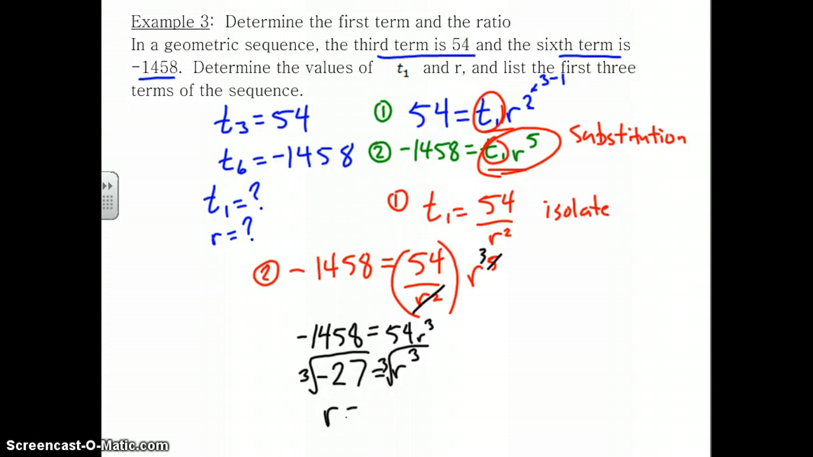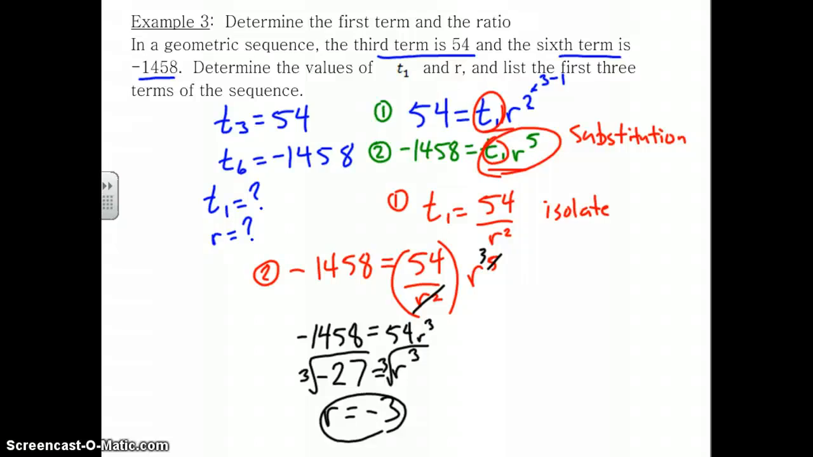So we get R equals, and the cube root of negative 27 is negative 3, because negative 3 times negative 3 times negative 3 is negative 27. Okay, if you can't remember that, you do have that button on your calculator. So you'd go cube root of negative 27 equals, you'll get negative 3. So we found R, it's negative 3.